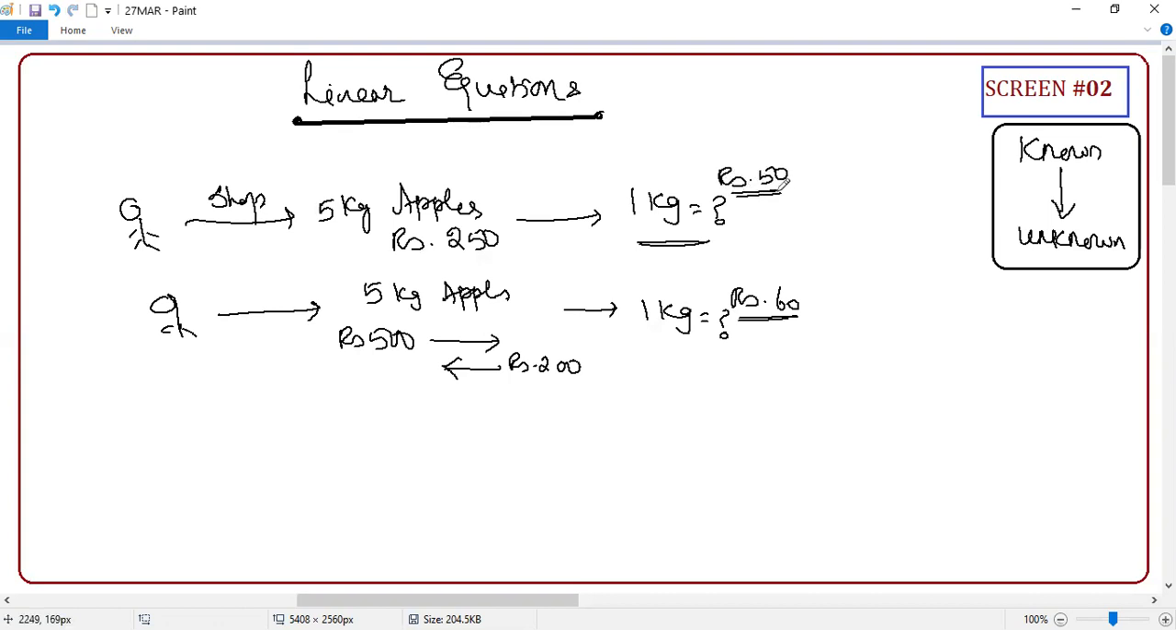Okay, but this will not be a problem if you convert it into an equation. What is that, sir? Let's take 1 kg apple as x. Can you form the equation for this? 1 kg apple is x, so 5 kg is 5x. How much are you paying? Plus 250. So from here you can find x equal to rupees 50.